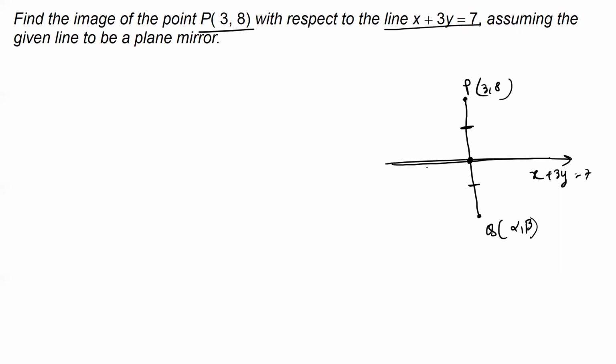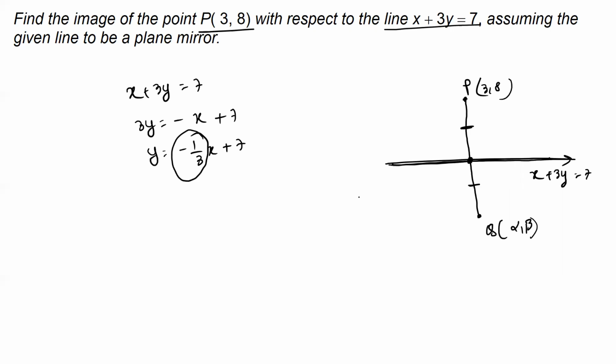All right, so first of all we are given this line x plus 3y is equal to 7. So we get 3y is equal to minus x plus 7, y is equal to minus 1 by 3 x plus 7 by 3. That means the slope of the given line is minus 1 by 3. So the slope of our required line is actually 3.